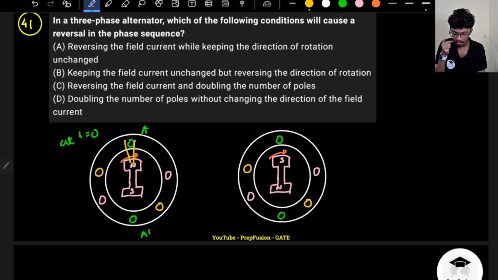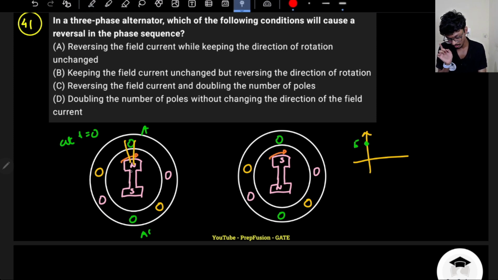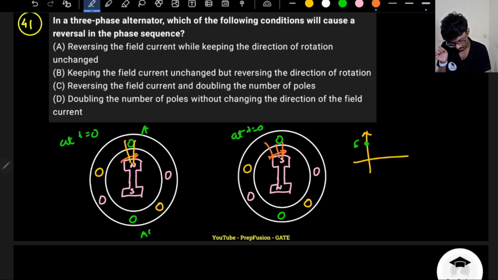So at t equal to 0, coil A will observe maximum flux. That means it will feel maximum induced EMF, positive. For the same case at t equal to 0, what happens for the south pole? The magnetic flux lines come in, so it will observe the minimum flux. That means the minimum induced EMF.